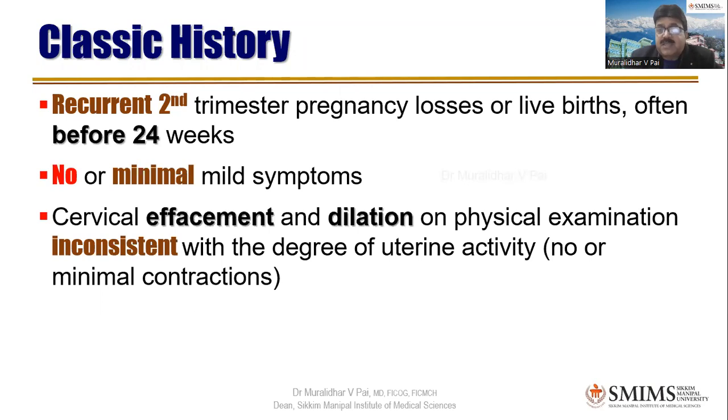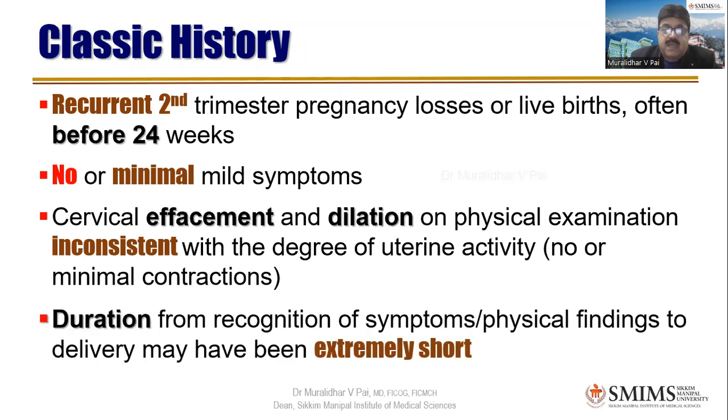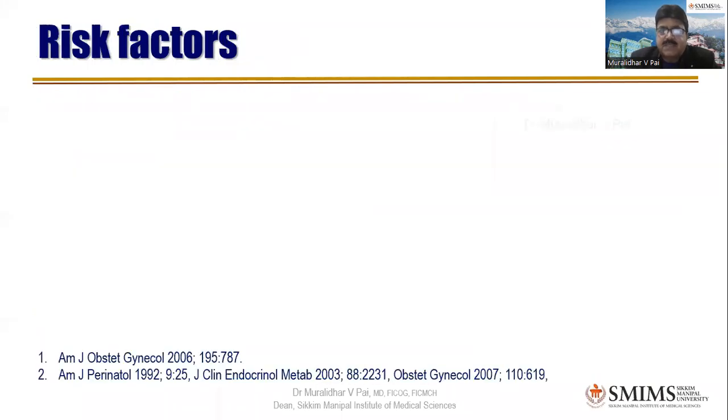No or minimal contractions. Duration from recognition of symptoms and physical findings to delivery may have been extremely short. So she just says, I had contractions around 9 o'clock, by 10:30, she expels. She doesn't really go through any sort of contractions, pain, and things like that. That is typical history of cervical insufficiency.